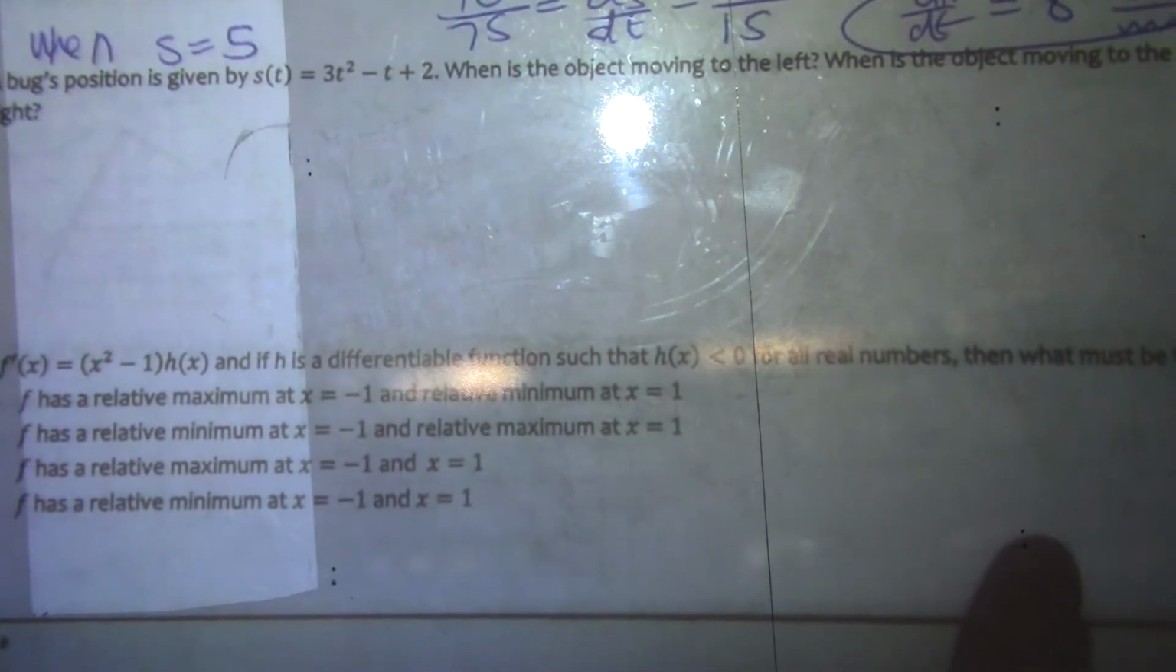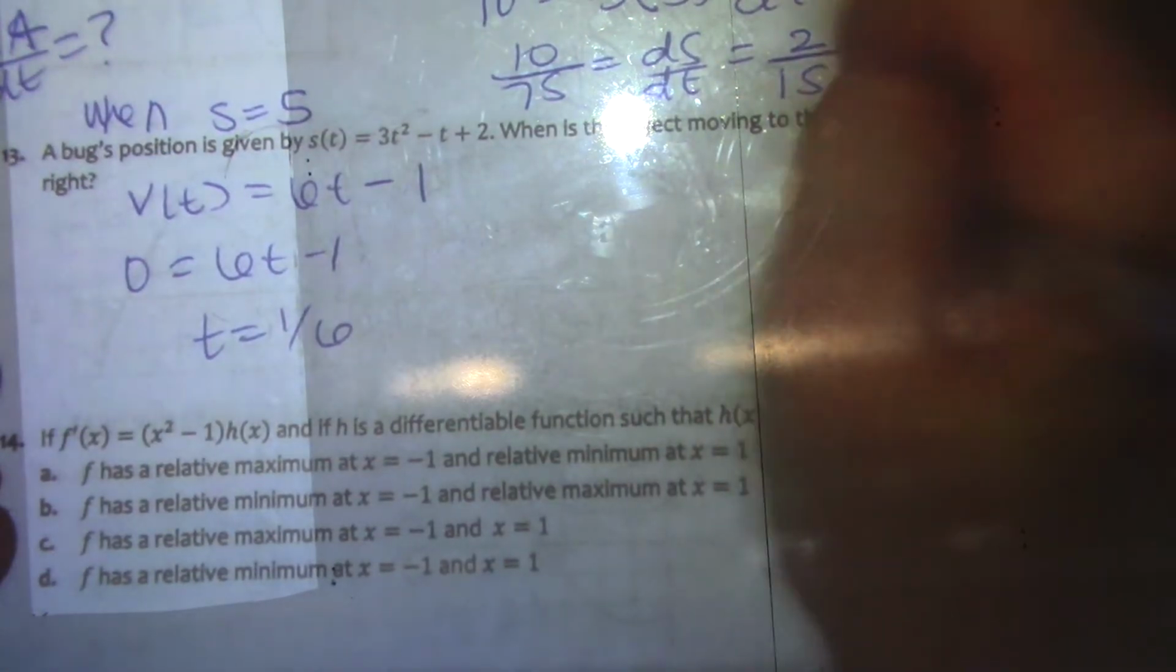Alright, we've got position. We want to know when it's moving to the left and when it's moving to the right, so that's when velocity is negative or positive. First find the velocity: v of t is 6t minus 1. Set this equal to 0, so t equals 1/6.